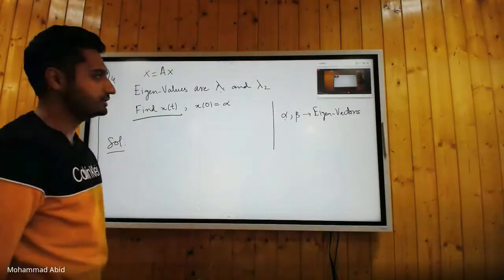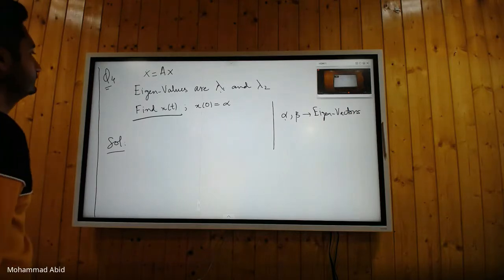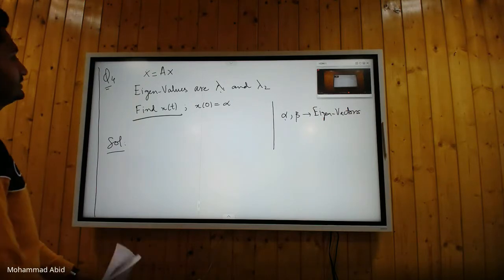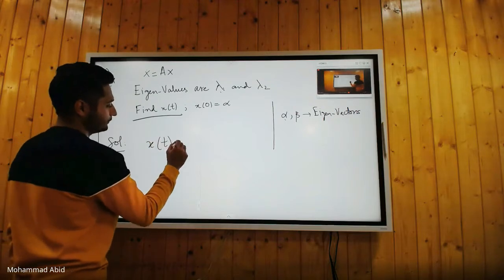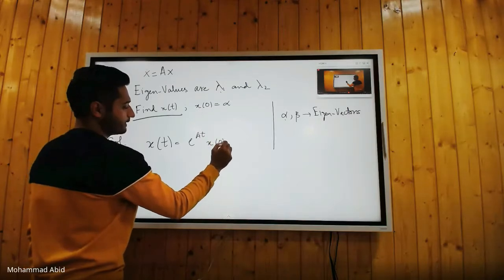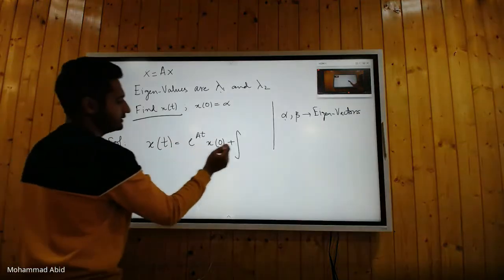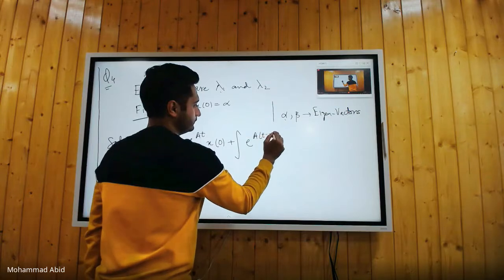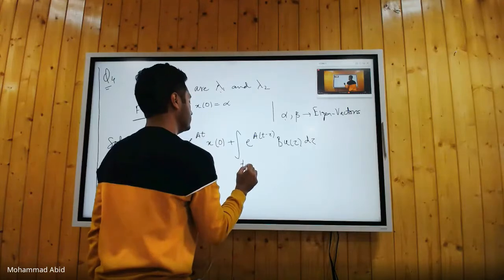Is there anyone who has not solved this question, who could not solve this question? How will you approach this question? See, you have to find x(t), and you know the expression for x(t), the same one we write, plus the integral part. Here, let me just write it. The one we used in the previous question.